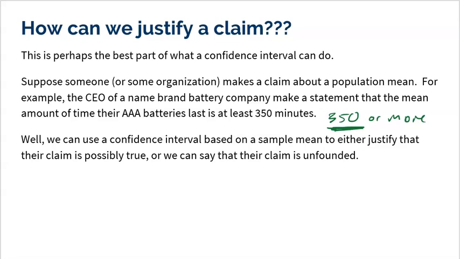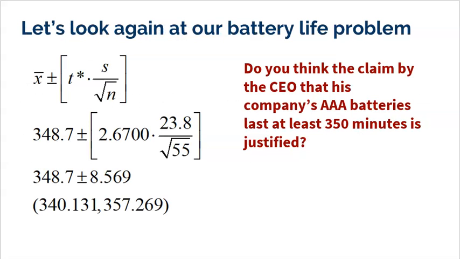Well, we can actually use a confidence interval based on a sample to either justify their claim as possibly being true or to find out that their claim is unfounded. So let's go back to our confidence interval that we found. Remember, our confidence interval was trying to find the mean length of time that a AAA battery lasts. And remember, our confidence interval was 340 to about 357.